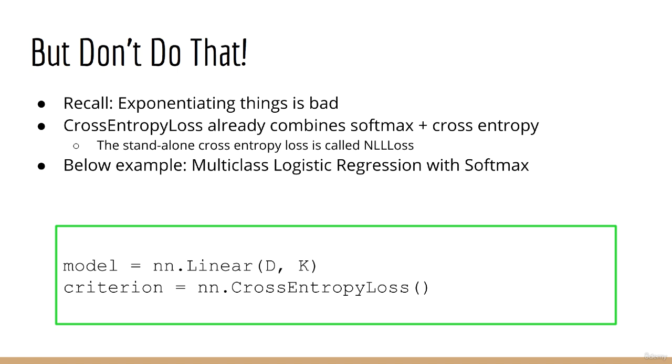PyTorch does in fact have a standalone categorical loss, which is called NLL loss, but that is outside the scope of this course. In the example below, we've implemented logistic regression, but instead of being a binary logistic regression, it's now a multi-class logistic regression that predicts k different categories. As you can see, the model is still just a basic linear layer. All the magic really happens inside the cross-entropy loss object.